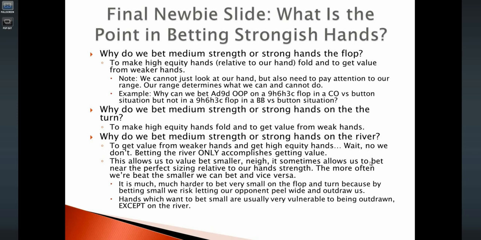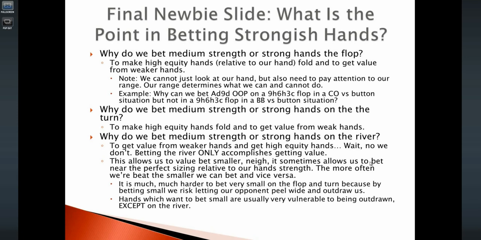The problem with applying that logic on the flop, and it's okay logic to apply, don't get me wrong, is that when we bet really, really small, usually the hands that want to bet small are the vulnerable hands. The hands that are like middle-ish pairs. They don't want to bet too big, because if they bet too big, they're just going to sort of value cut themselves. But if they bet too small, then the opponent's going to peel super, super wide and you're going to get your middle pair outdrawn all the time.